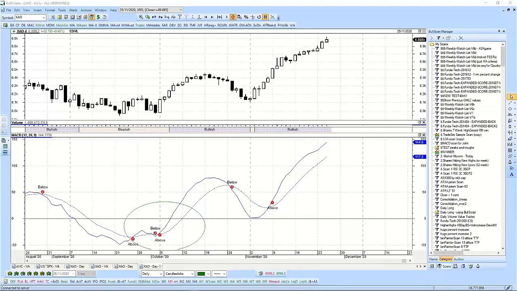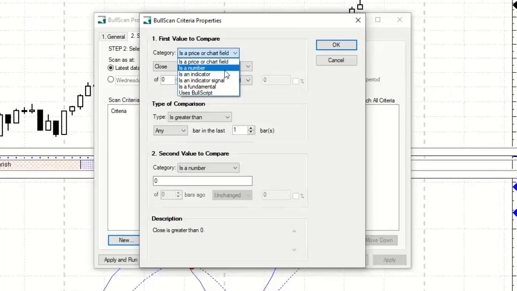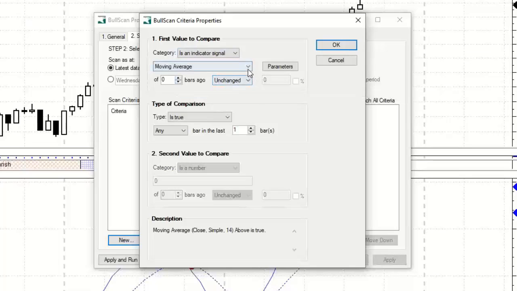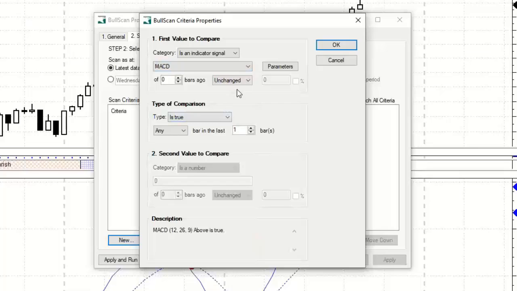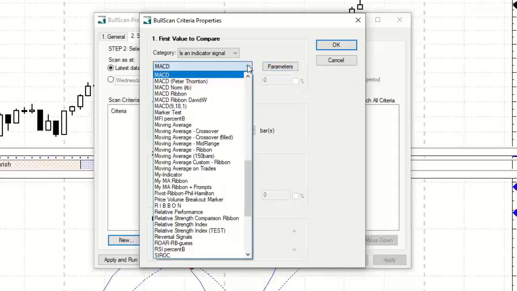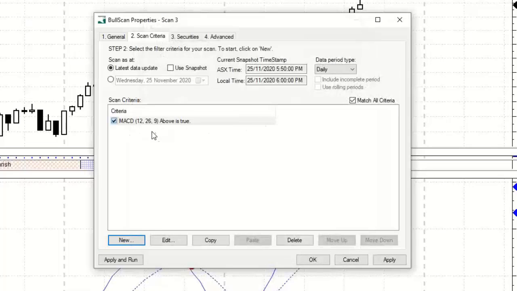You open up the scan criteria, and new criteria, what we're looking for is an indicator signal, not an indicator or price, it's indicator signal. And in the drop down here, choose MACD. And down the bottom here, we've already got the text that tells us what we've selected up here: MACD above is true. Parameters above or below. So that adds that condition to a scan.